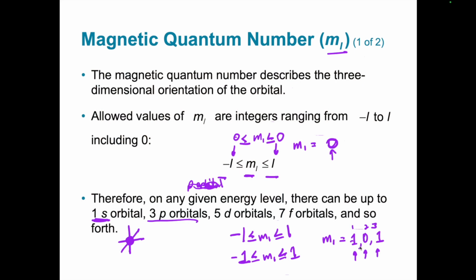And so you can see here that when you plug in negative 1 and 1 for the m sub L, with less than or equal to, there's 3 positions: negative 1, 0, and 1. So there are 3 positions, which means there are 3 different p orbitals. Let's try it for the d orbitals now.